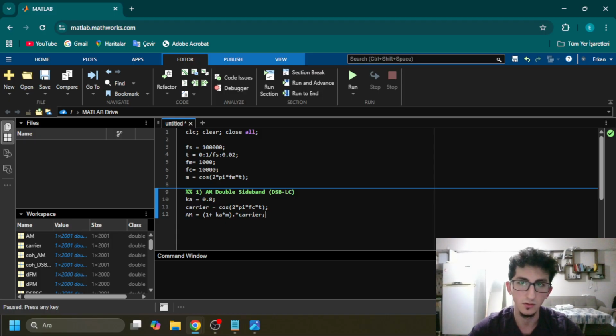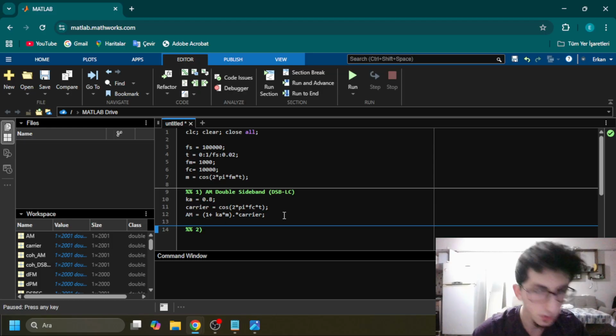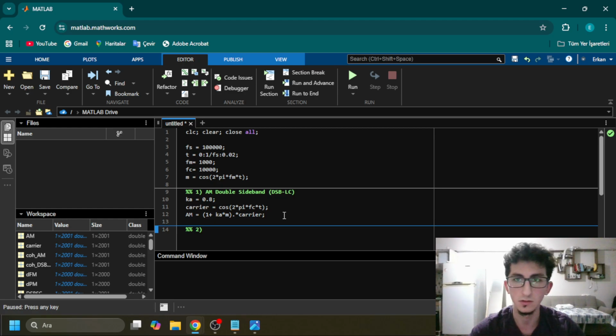DSBSC, which is called suppressed carrier. So I'm gonna write this code 2 here. 2. AM DSBSC and suppressed carrier, as I said.